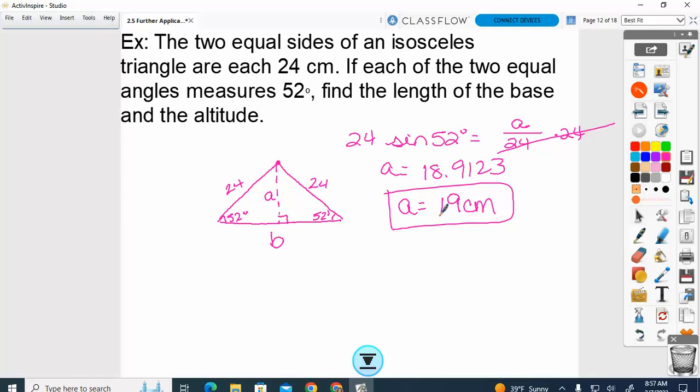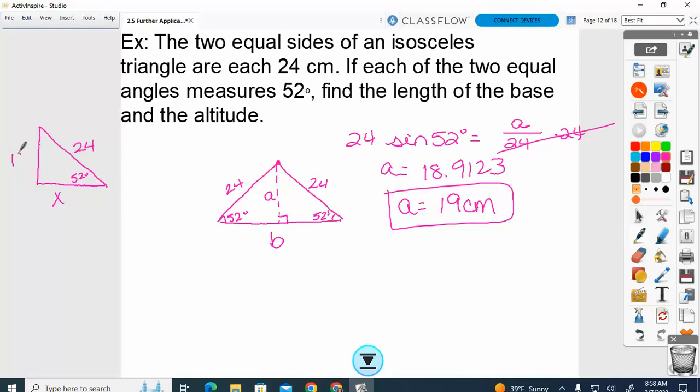All right. Now I have to find the base. The base is for the whole triangle, and I can't use my trig function on the whole thing. But if I take half of it, could I find this side x? And then what would I have to do with that to get the length of the base? Times it by 2.